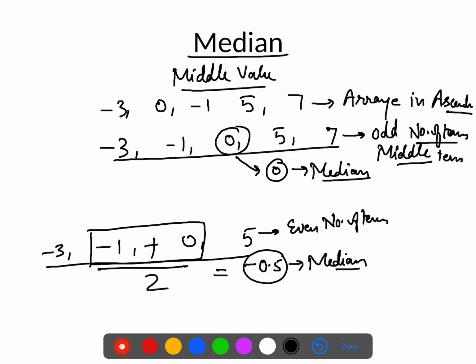Okay, I repeat, if the number of terms is odd, pick the middle term, there will be some middle term, that will be your median. If the number of terms is even, there won't be any single middle term. Pick the two middle terms and take their average. That becomes your median.